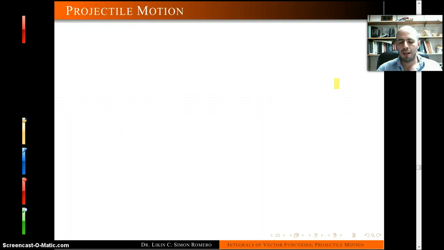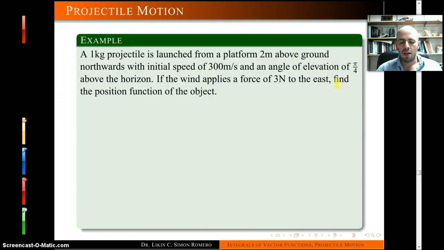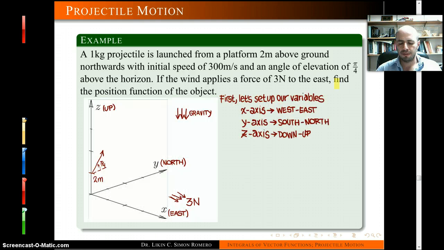Let me talk to you a little bit about projectile motion. So we have this problem. A 1 kilogram projectile is launched from a platform 2 meters above the ground. It's launched northwards, and it has an initial speed of 300 meters per second and an angle of elevation of pi/4 radians above the horizon. If the wind applies a force of 3 newtons to the east, find the position function of the object.